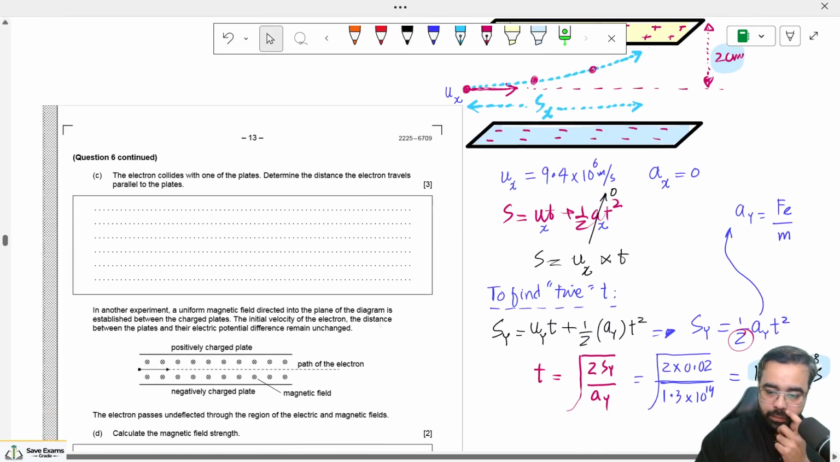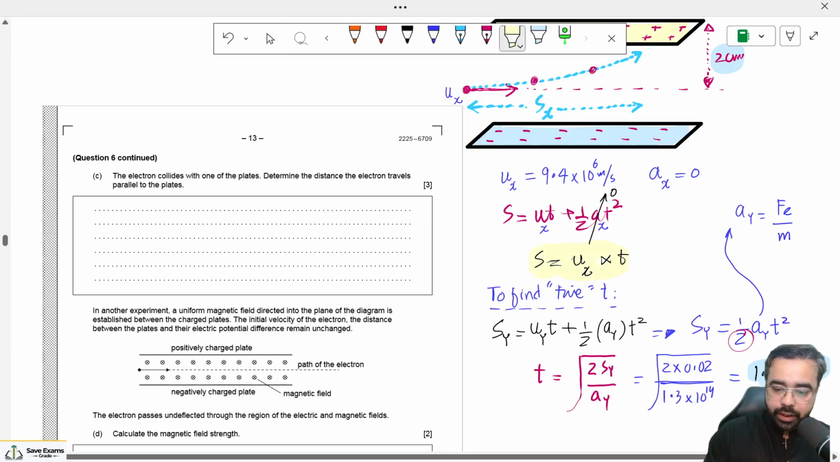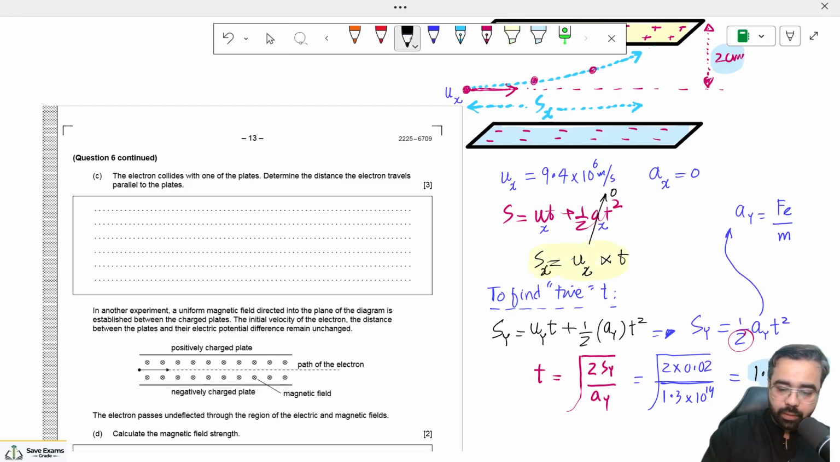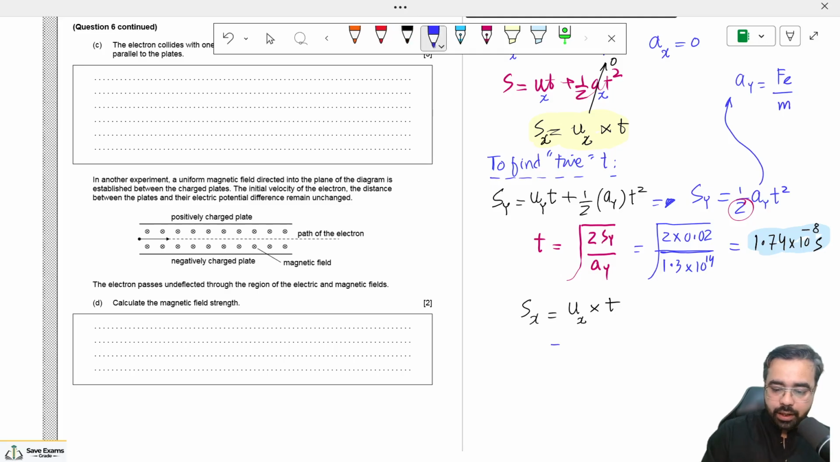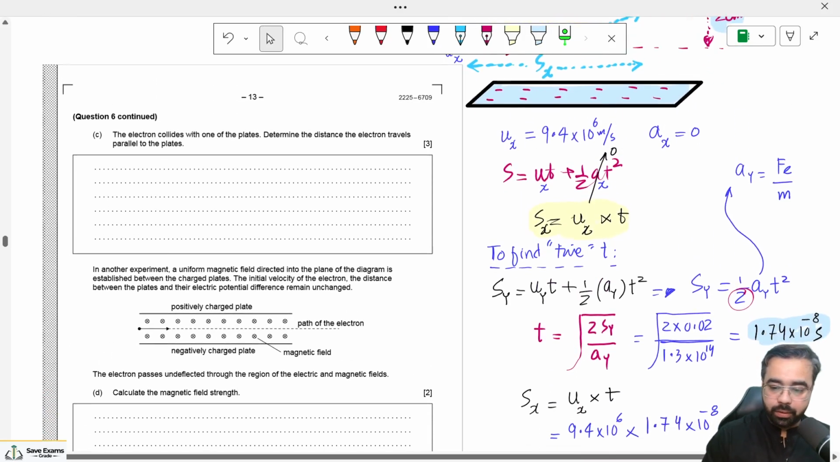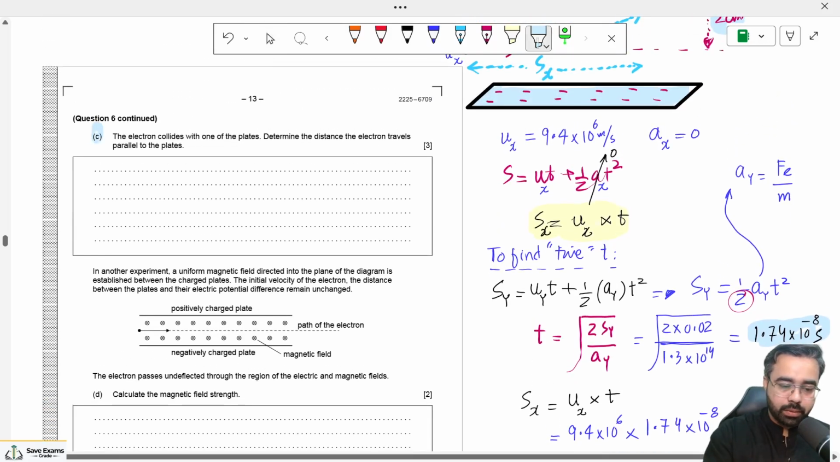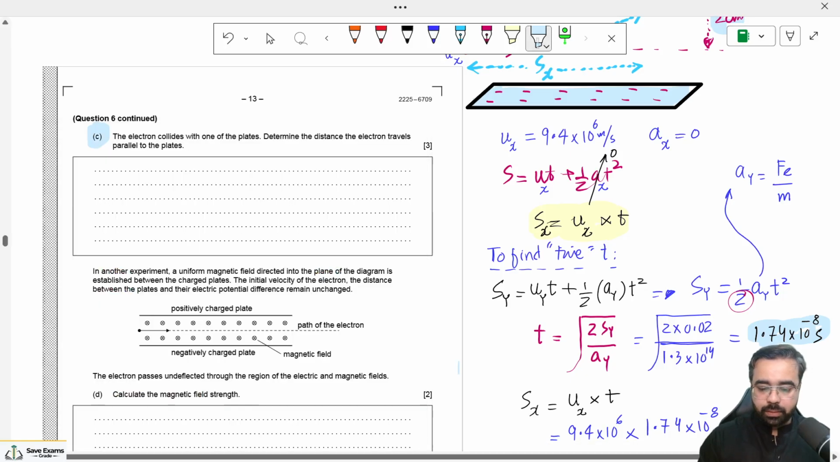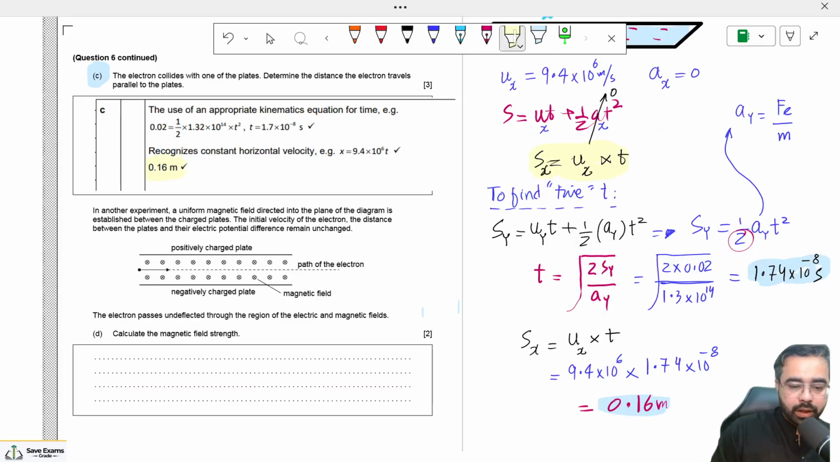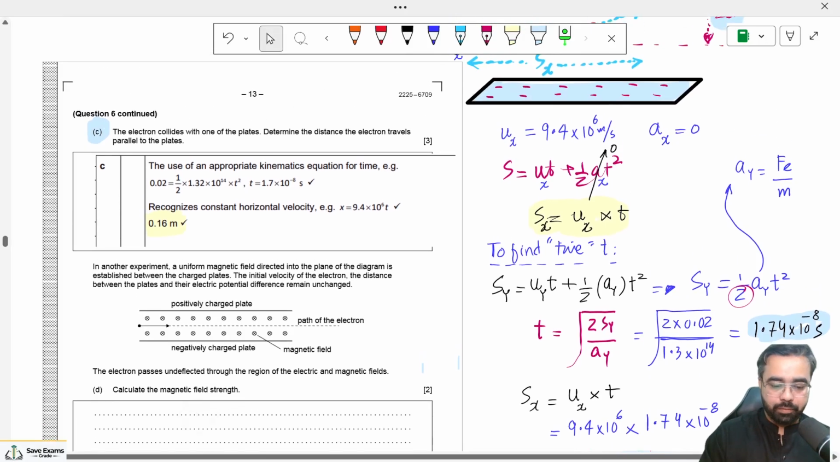Okay, let's go back. Now you remember what equation we formed that gives us the distance covered in the x direction? Obviously this equation. Now we simply multiply the initial velocity in the x direction by the time, and I'm substituting the values. So students, the distance is 0.16 meter, which means it will cover 16 centimeters horizontally. All right, so this is the answer of part C, 0.16 meter. I took more time because I have explained it in great detail.